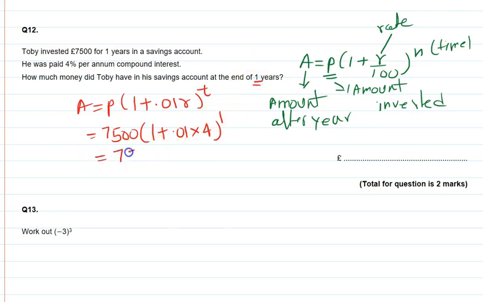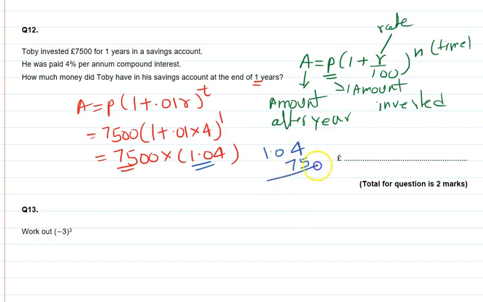So 7,500 times (1 plus 0.01 times 4 times 1), it will be 0.04. 0.04 if you add, it will be 1.04. And you can multiply. Yeah, so the quicker way of multiplying is you can just multiply 75 with 1.04 and add 2 zeros. Yeah, so I'm multiplying as it is non-calculator.